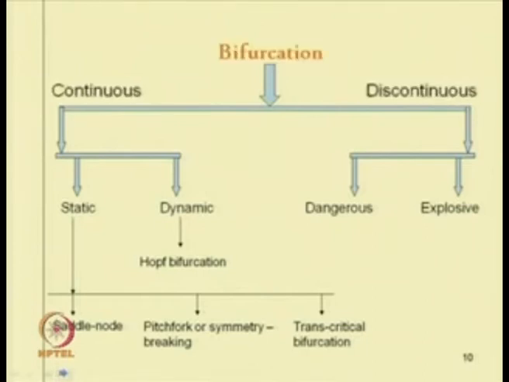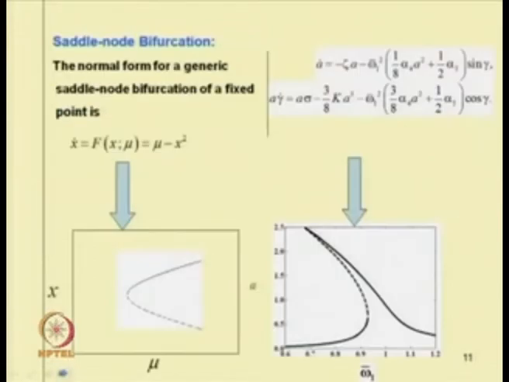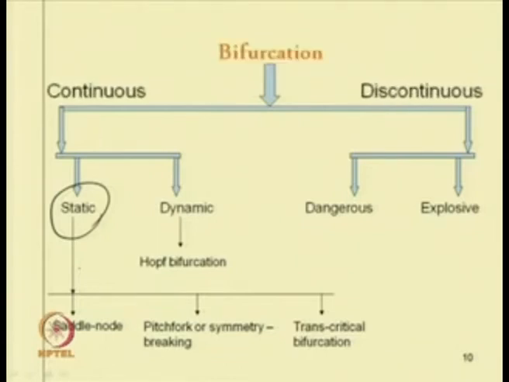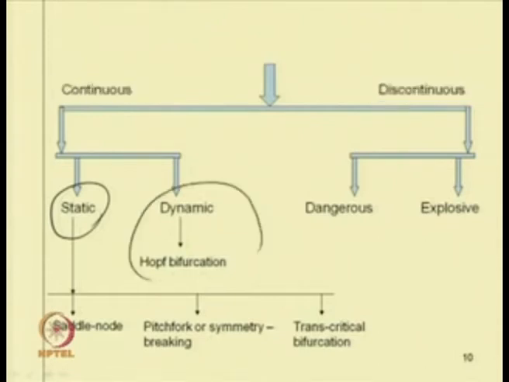Already we have discussed the bifurcations: static, continuous and discontinuous bifurcation, static and dynamic. In the case of discontinuous, these may be dangerous and explosive, and we have completed these static bifurcation points, which are divided into the saddle node bifurcation point, the pitchfork or symmetry breaking bifurcation point and the transcritical bifurcation point. Today we are going to discuss more on the dynamic or Hopf bifurcation point.